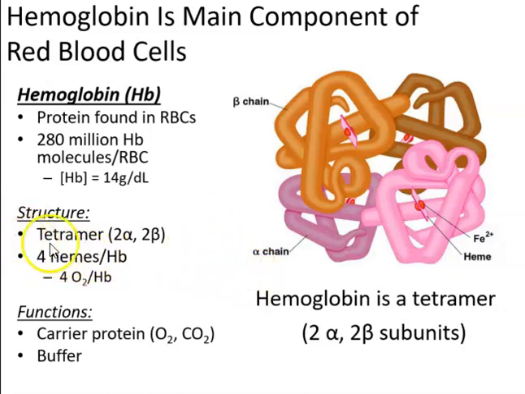So again, hemoglobin is a tetramer having 2 alpha and 2 beta subunits, and there are 4 hemes, each with an iron molecule, per hemoglobin, and each hemoglobin molecule binds to 4 oxygens, because we can see we have 4 hemes that will bind to oxygen. The function of hemoglobin, of course, is acting as a carrier protein to allow transport of oxygen as well as carbon dioxide. And we talked about hemoglobin also being important as a buffer for blood, and we talked about that during lecture.